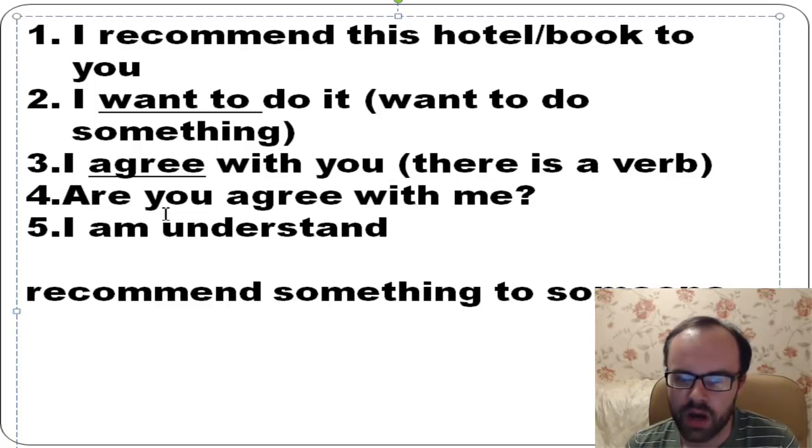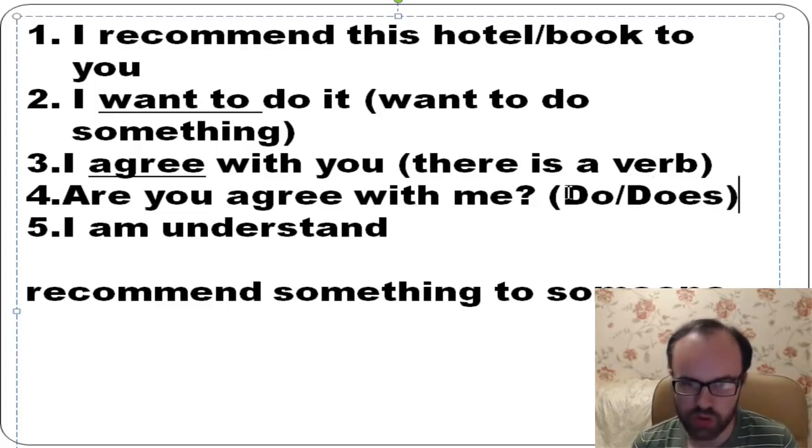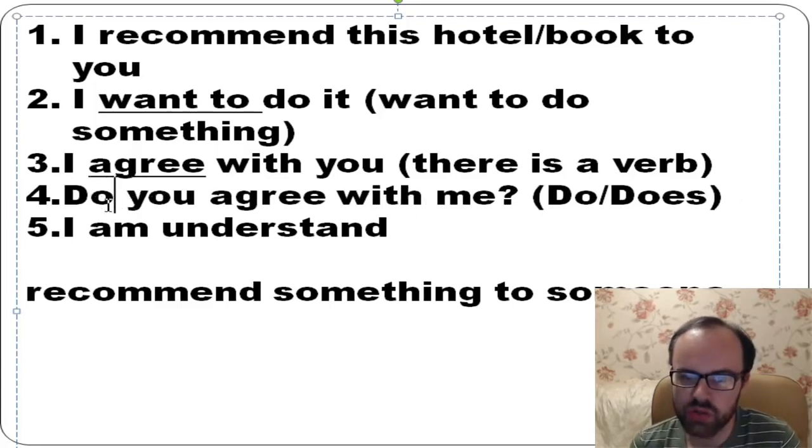Next, are you agree with me? It's the same problem. You need to understand how we ask questions. If you have a verb and you need to ask a question in present simple, you use do or does. You say does with he, she, it, and do with we, you, they, I. So you need to use do. Do you agree with me? Only this way.